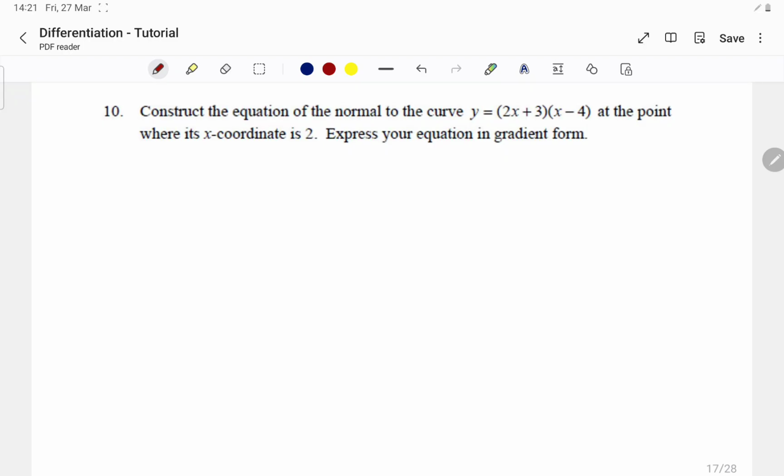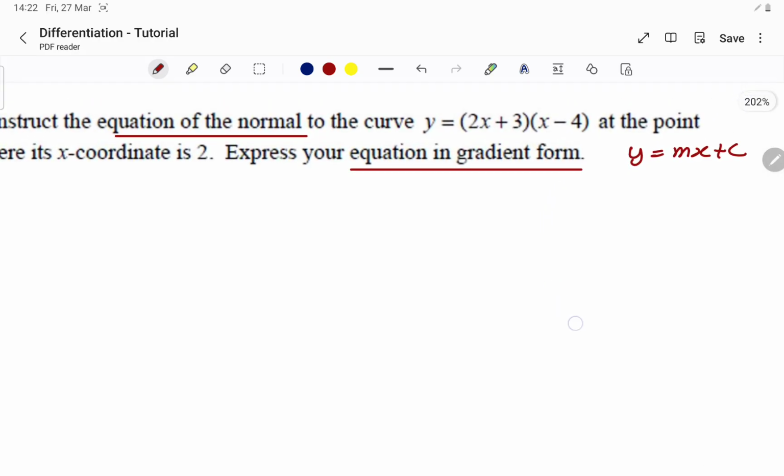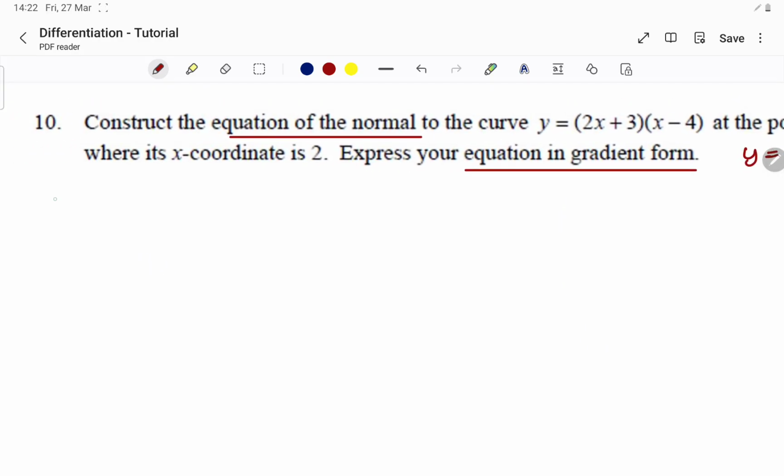Construct the equation of normal to the curve y equals 2x plus 3 times x minus 4 at the point where the x coordinate is equal to 2. They ask us to find the equation of normal and then write the equation in gradient form, y equal to mx plus c. So we have the curve which is y equal to (2x plus 3)(x minus 4). And then here they want us to find the equation of normal by writing y minus y1 equal to mn times x minus x1.